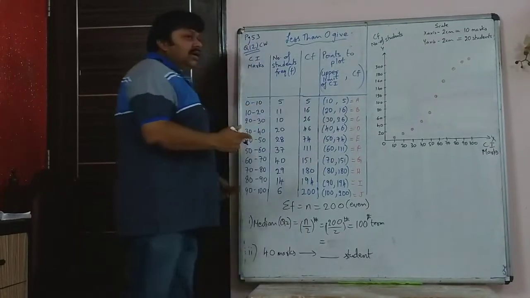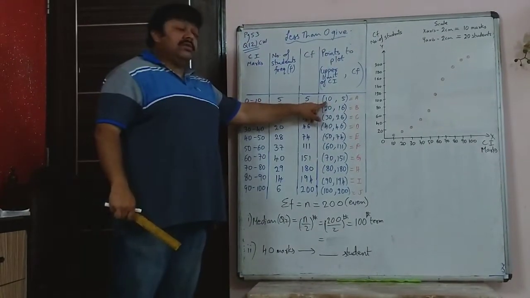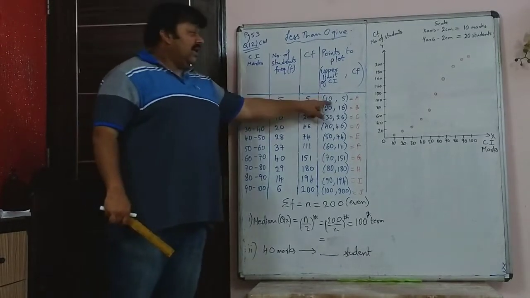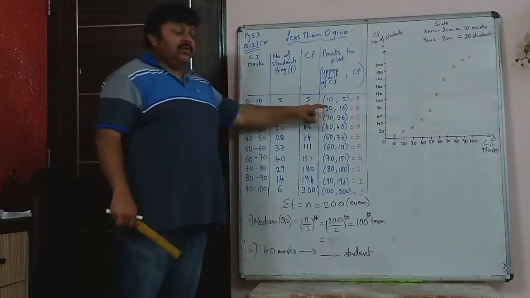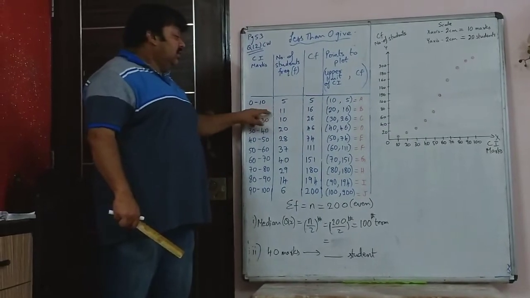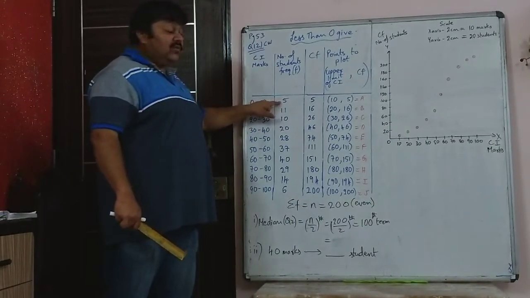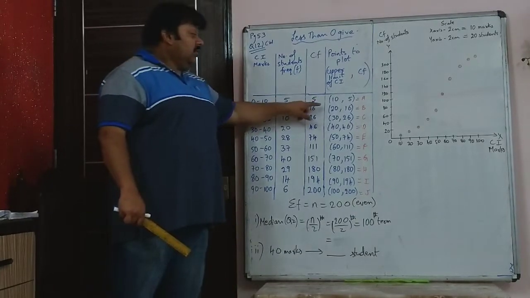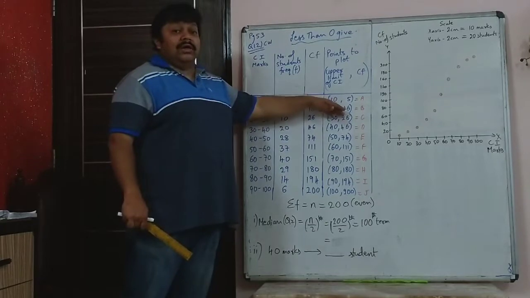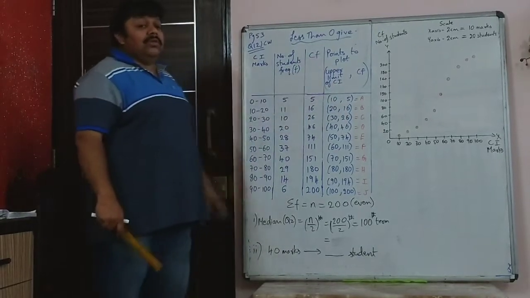Now I'll explain. 10 marks: how many students are there? 5. So 5 students got less than 10 marks. Now next, less than 20 marks. It is not just 11. It is 11 plus the previous 5. So 16. So less than 20 marks, 16 students in that entire group got less than 20 marks.